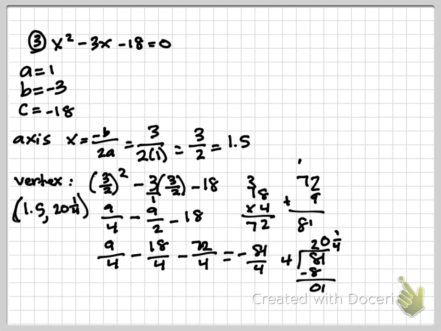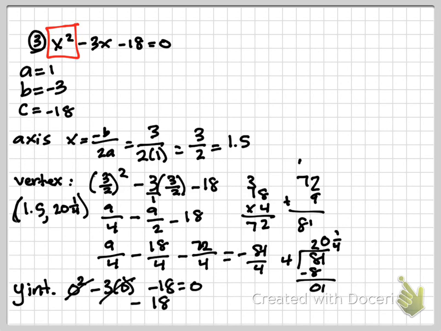All right, we know this one's going to open up because it's a positive x squared. So why don't we graph that? Oh, we need to find our y-intercept. Sorry. The y-intercept is when x equals 0. So 0 squared minus 3 times 0 minus 18. These go away. So negative 18 is my y-intercept. 0, negative 18. Okay, let's graph that.